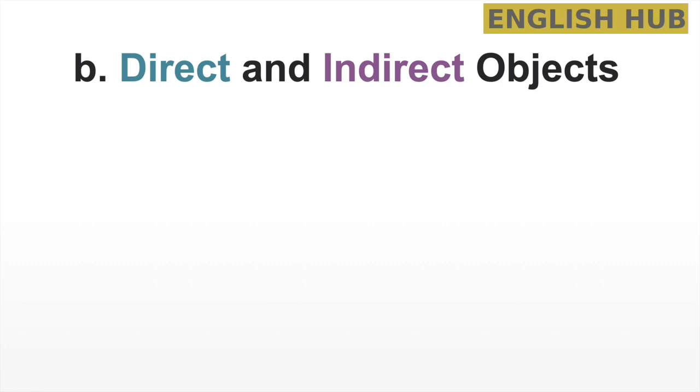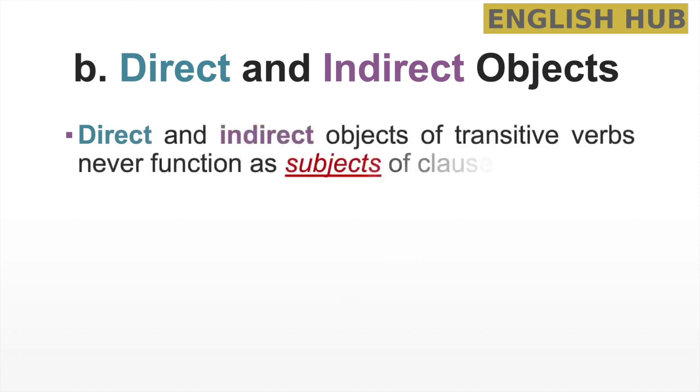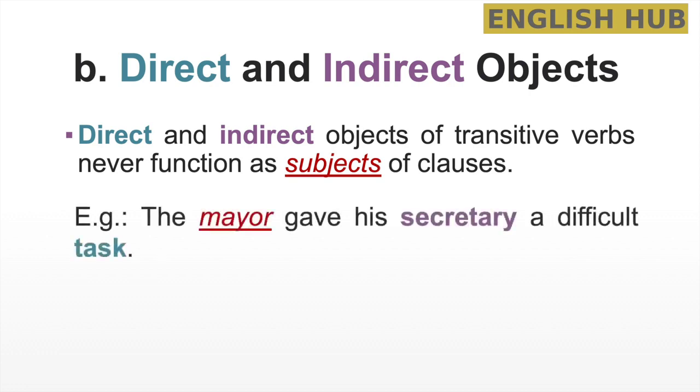Next, let's discuss direct and indirect objects in a sentence. That is, direct and indirect objects of transitive verbs never function as subjects of clauses. Let's look at 2 examples here. The mayor gave his secretary a difficult task. Notice that mayor is the simple subject. Secretary is the indirect object, and task is the direct object in this sentence.